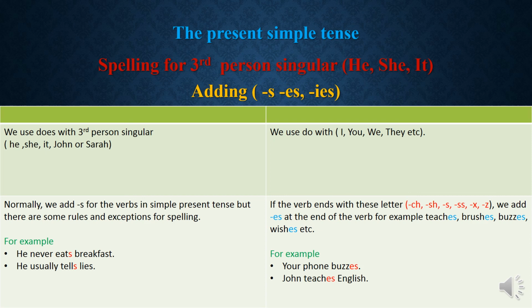But if the verb ends with these letters sh, ch, s, ss, x and z, we add es at the end of the verb. For example, teach, teaches, brush, brushes, buzz, buzzes, wish, wishes, because these words end with ch, sh, z and sh. For example, your phone buzzes. John teaches English. So we use es at the end of the verb.